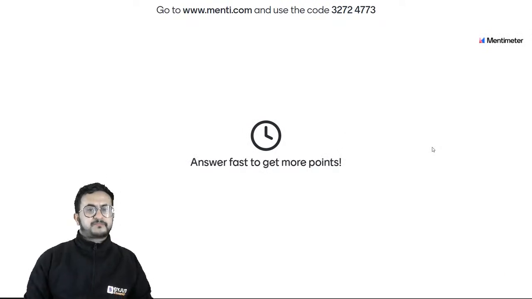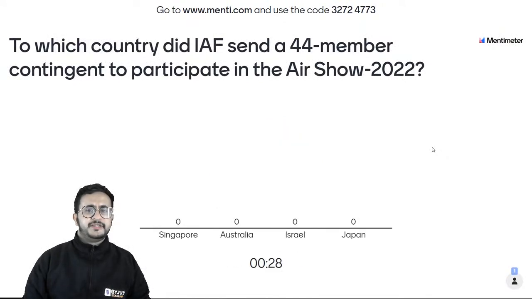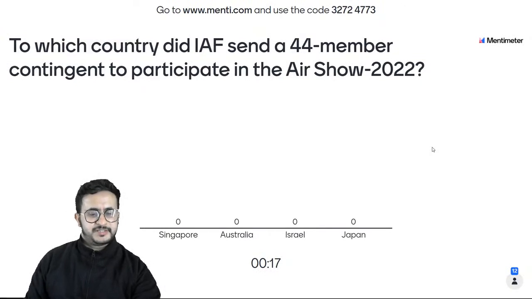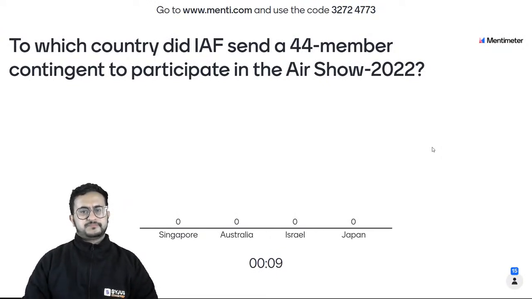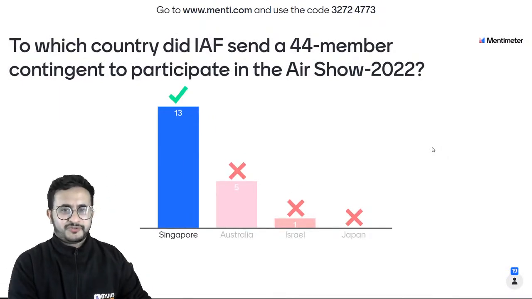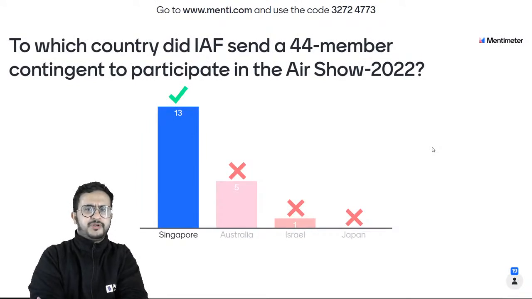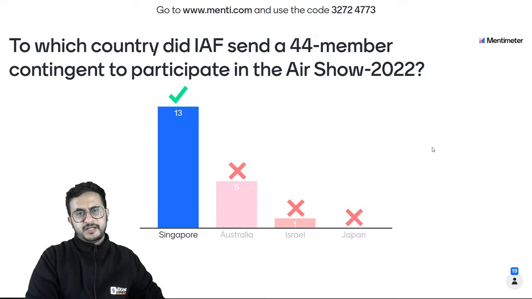Here's the next question. To which country did the Indian Air Force send a 44-member contingent to participate in the Air Show 2022? Singapore, Australia, Israel, Japan. A 44-member contingent to participate in Air Show 2022. Okay, so yes, the right answer is Singapore. No one answered Japan. Interesting. This air show was held in Singapore and different countries participated in it, and so did India.